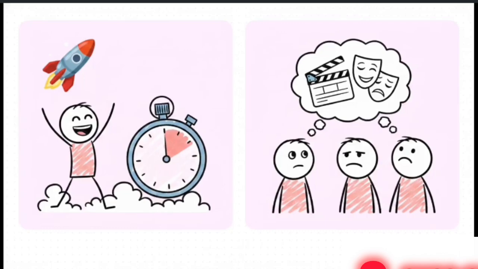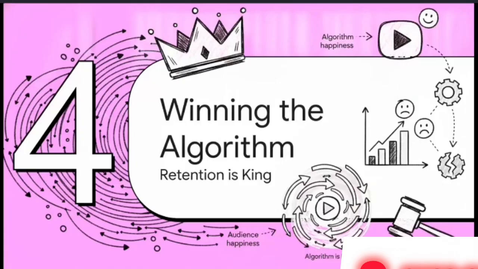The audience really only cares about one thing. Is this interesting? They need a compelling narrative. They need emotional resonance. They need a reason to actually keep watching. Just because you generated a script quickly definitely does not mean you generated a good script. And that leads perfectly into Section 4, winning the algorithm, why audience retention is king.